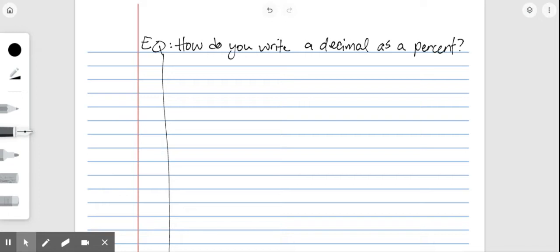All right, beautiful people. So this week we're talking about decimals and percents, and today we're talking about how you write a decimal as a percent.